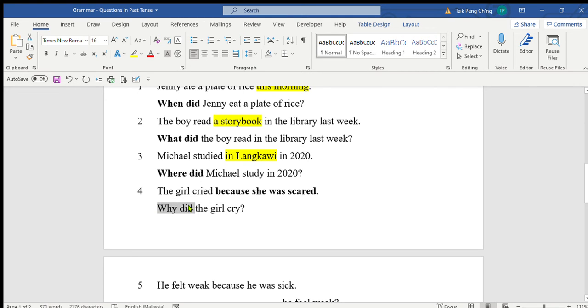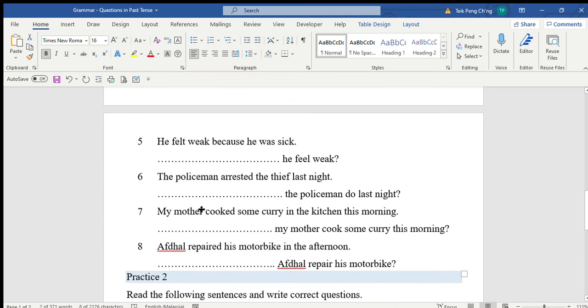Okay, number 5. Let's go to number 5. He felt weak because he was sick. Okay, and then what is the missing information? Again, it's about the reason. So we have to use why did. Why did he feel weak?